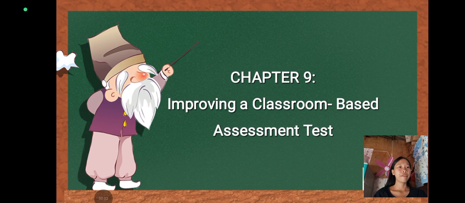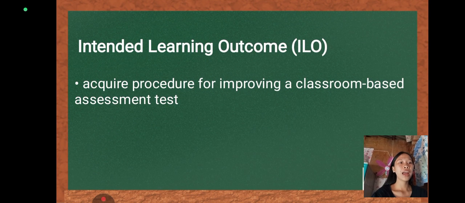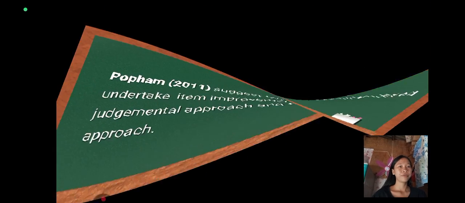So, good morning everyone. This morning I'm going to discuss chapter 9, which was all about improving classroom-based assessment tests. And here is the intended learning outcome for this lesson. First, acquire procedures for improving classroom-based assessment tests.